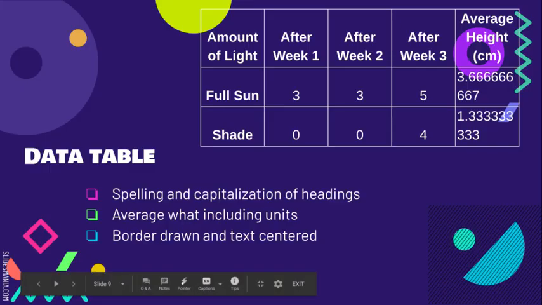Data tables. For the most part, we did pretty good. Spelling and capitalization of headings: amount of light capitalized, after week 1, after week 2, after week 3, average height, centimeters, full sun, shade, all capitalized, all bolded. Average. Some of you in that column just put average, and I said, average what? I need you to tell me what it's the average of and include units. Okay? You need to make sure you have a border drawn and that the text is centered. It just makes it easier to read.